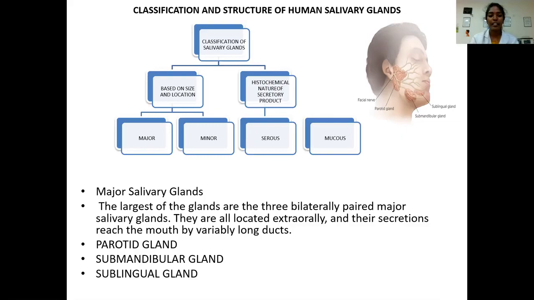The major salivary glands are the largest of the salivary glands, three bilaterally paired major salivary glands. They are located extraorally and their secretion reaches the mouth by variable long ducts. The major salivary glands are the parotid gland, submandibular gland, and sublingual gland.